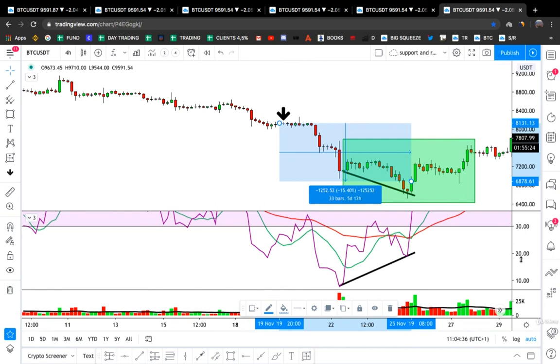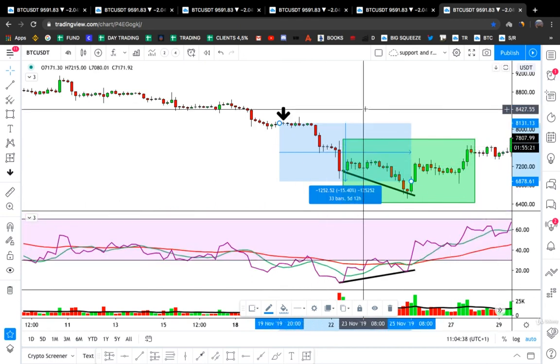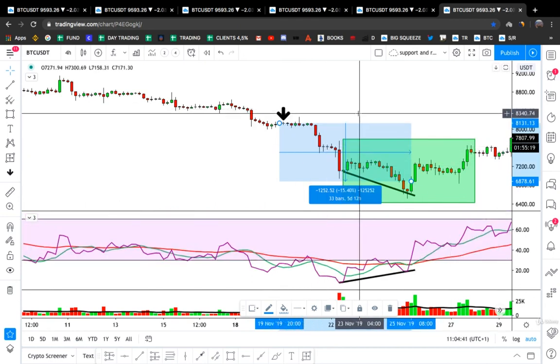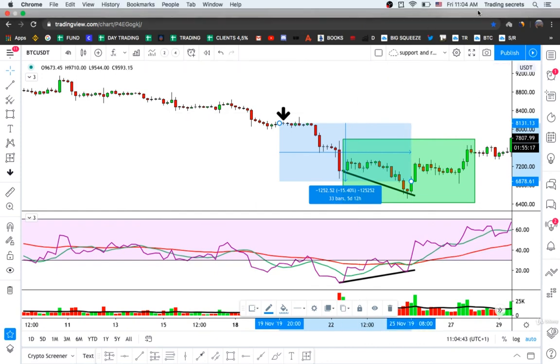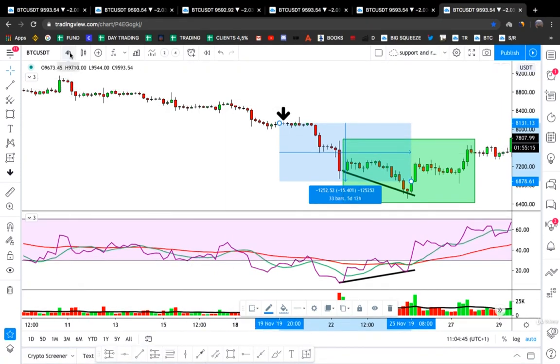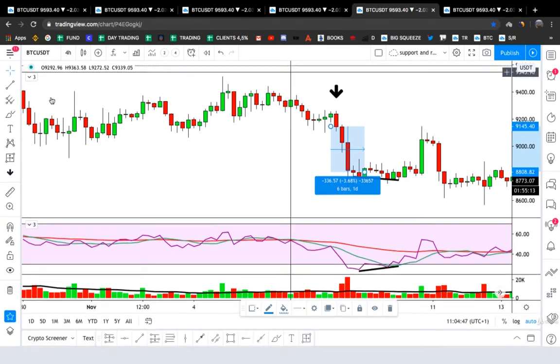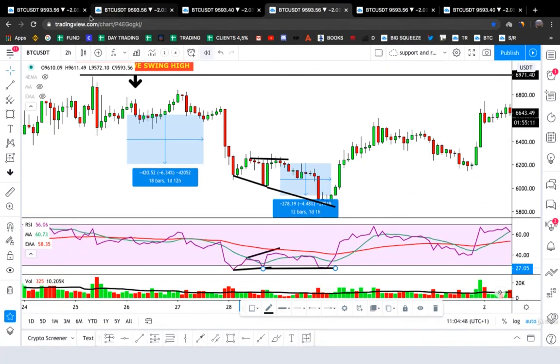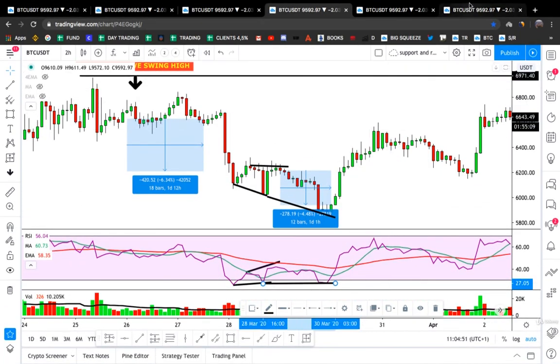Yeah, so this is it. This is the strategy, guys. You can go and backtest it yourself. I'm not going to go through any more examples. I showed you different time frames. So you see this is the 4 hour. Here we have again the 4 hour, the 2 hour. Yeah, so basically different examples.